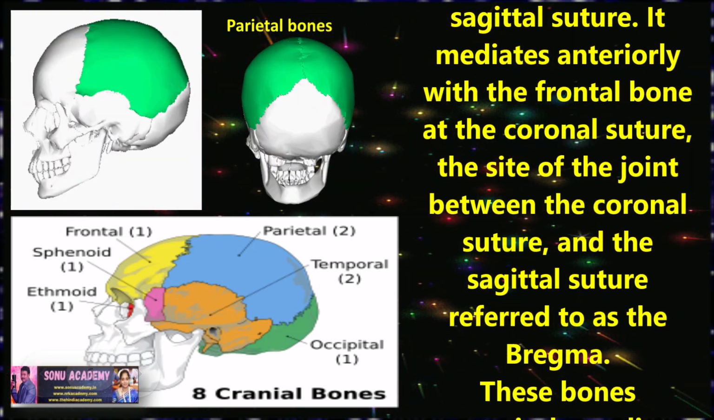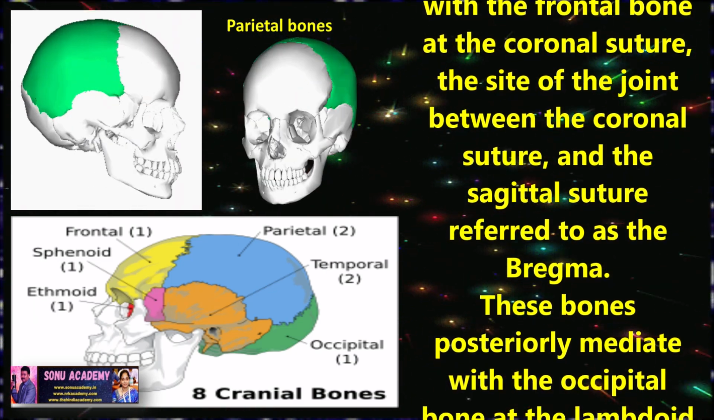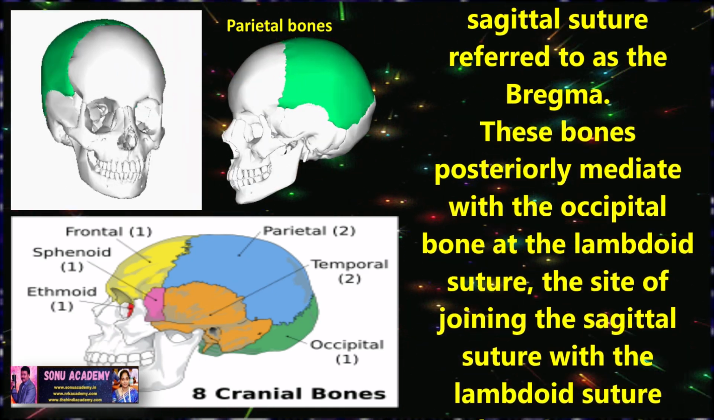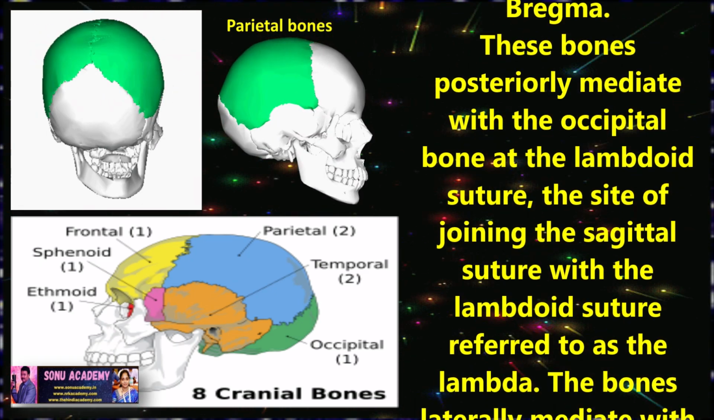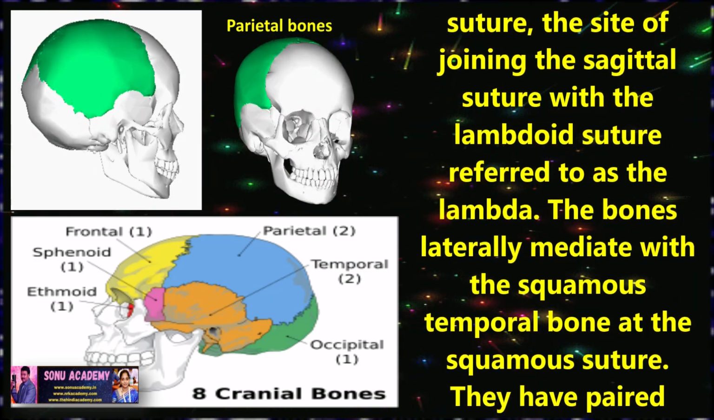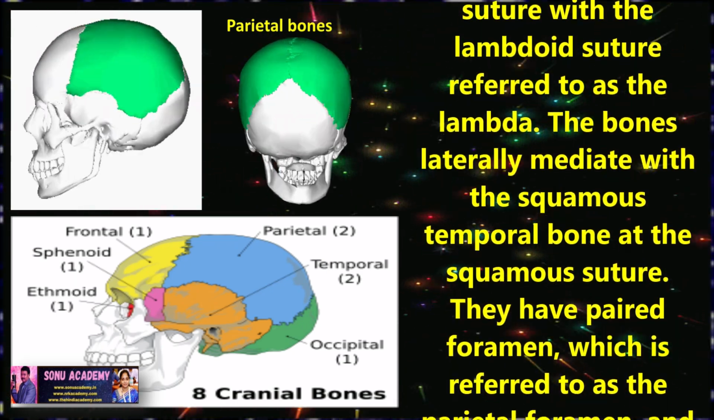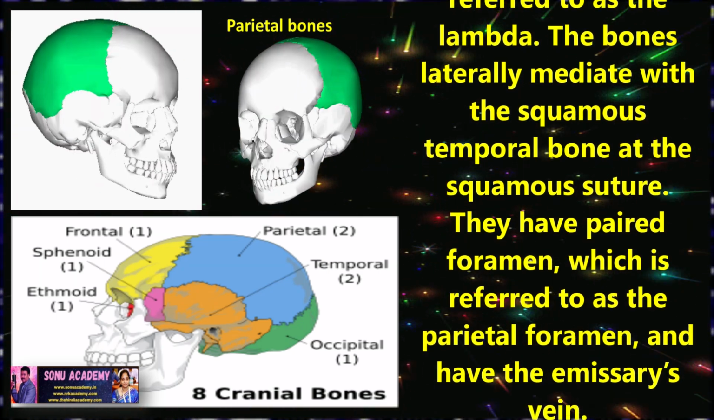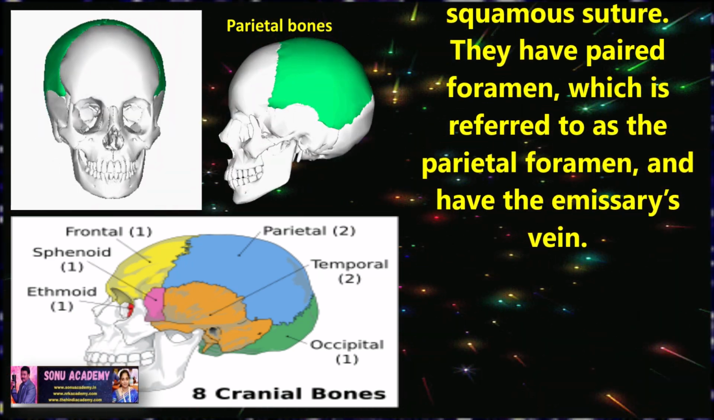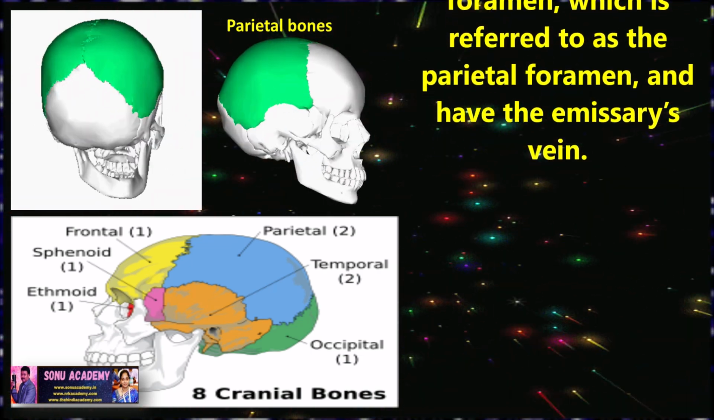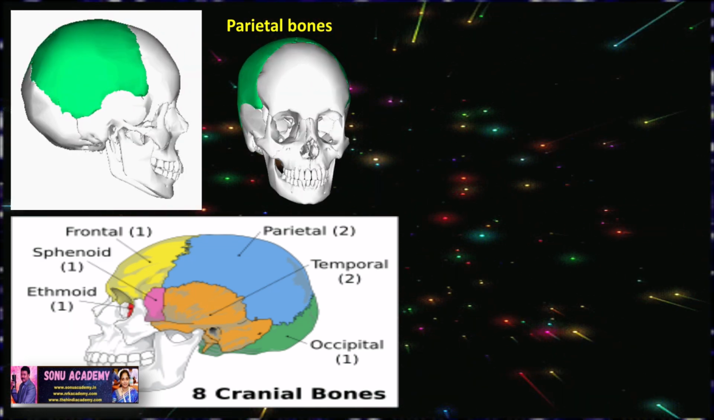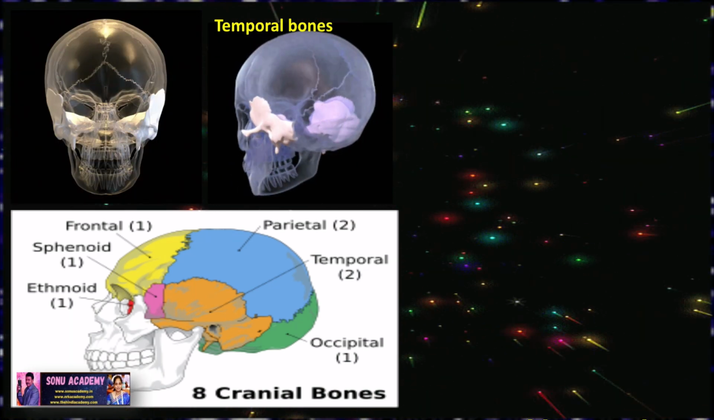The site of the joint between the coronal suture and the sagittal suture is referred to as the bregma. These bones posteriorly articulate with the occipital bone at the lambdoid suture. The site where the sagittal suture joins the lambdoid suture is referred to as the lambda. The bones laterally articulate with the squamous temporal bone at the squamous suture. They have paired foramina referred to as the parietal foramen.